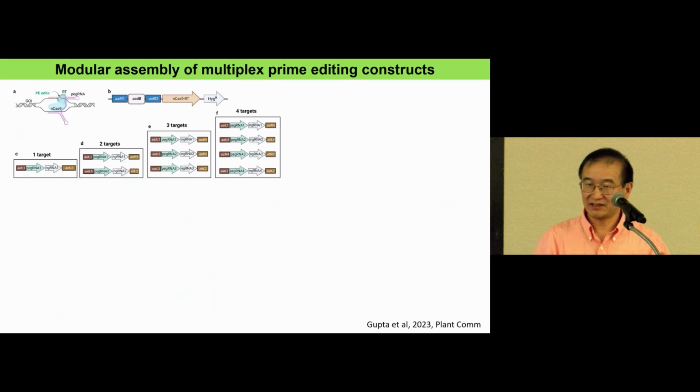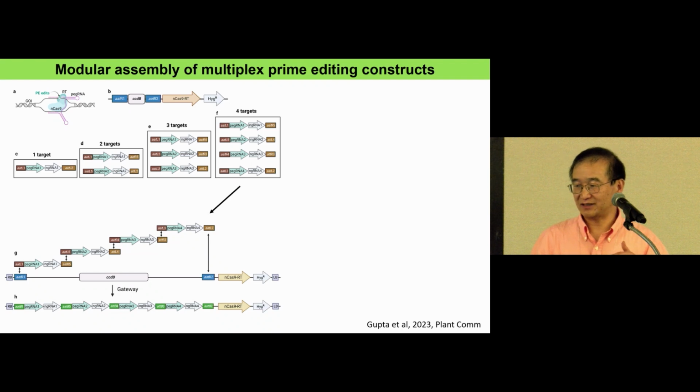And then the next step is, if the efficiency is so high for single, can we just push the envelope to multiplex guide RNA or multiple prime editing? So in this case, we made a modular assembly, with an individual guide RNA unit, which can be used to assemble up to 4 guide RNAs or pegRNAs. And in this case, it can be assembled to 1, 2, 3, and up to 4.